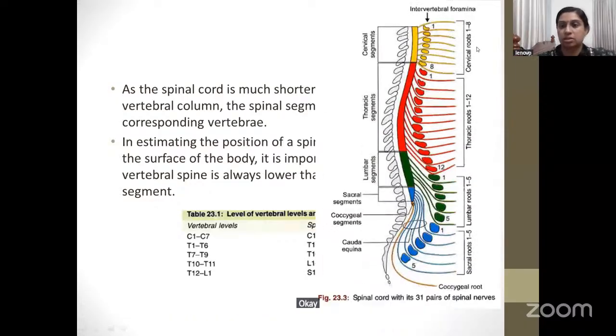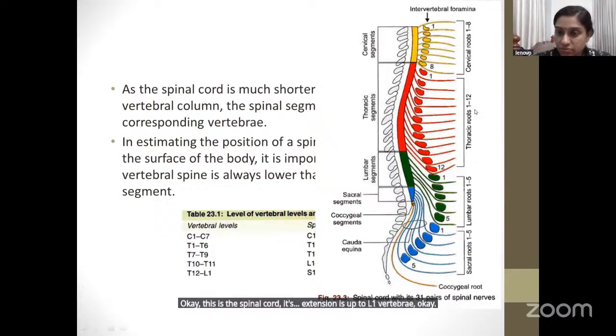Okay, so we have 8 spinal nerves in relation to the cervical region, and 12 thoracic roots are there, and that is somewhat extending downward. Okay, this is the spinal cord. Its extension is up to the L1 vertebra.